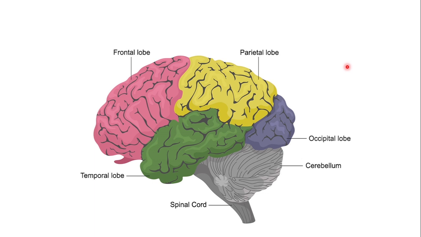So this here is a basic overview of the brain. This is the cerebrum, composed of a right and left cerebral hemispheres. They're divided into lobes. We're going to be talking about those in later videos. This is the cerebellum, and this is the brainstem extending into the spinal cord.